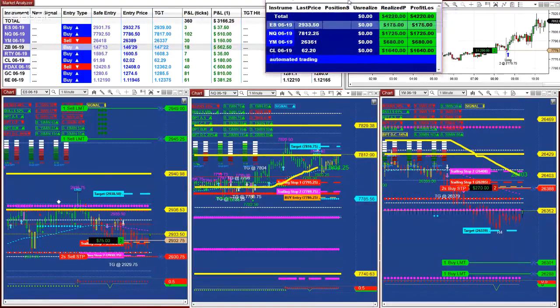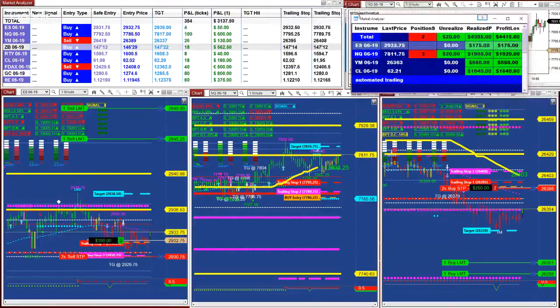If you'd like to use some of the reversal, you're very welcome to use some of those reversal.